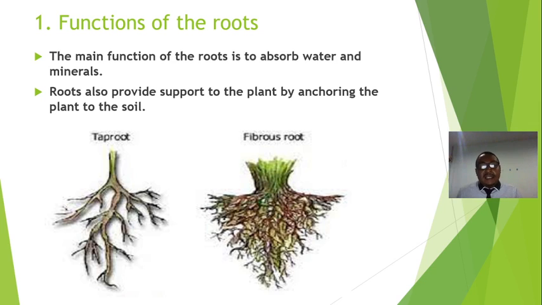Now, we have two types of roots. Root type number one are what we call tap roots. Tap roots usually have this main root that we call the tap root and other smaller roots. Category number two are what we call fibrous roots. Fibrous roots don't have a tap root, that is the main root. Instead, they have smaller roots that are penetrating into the ground.